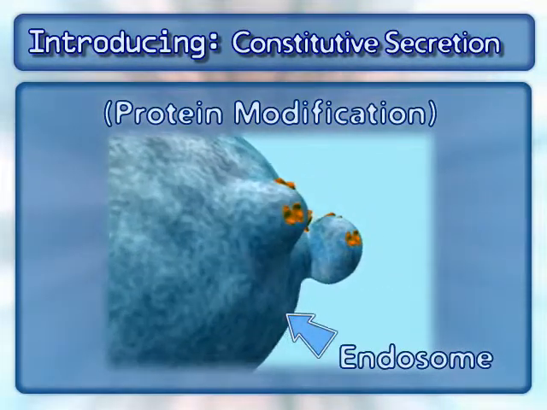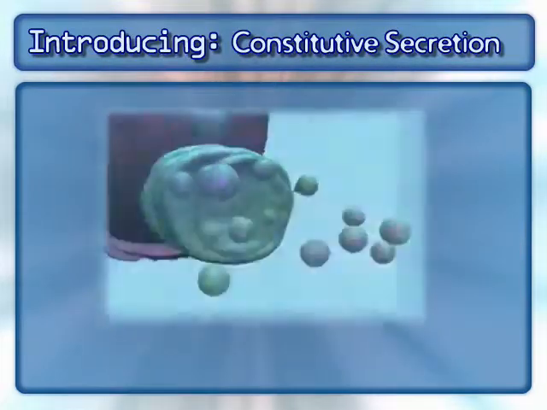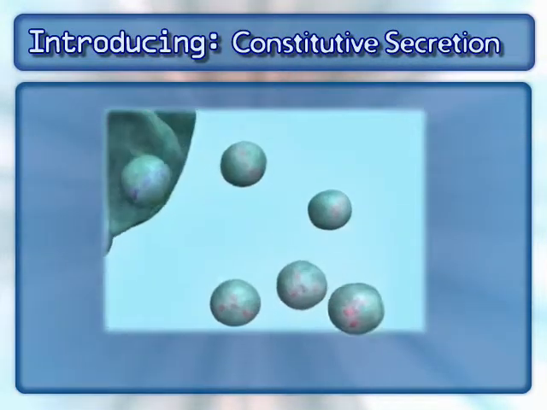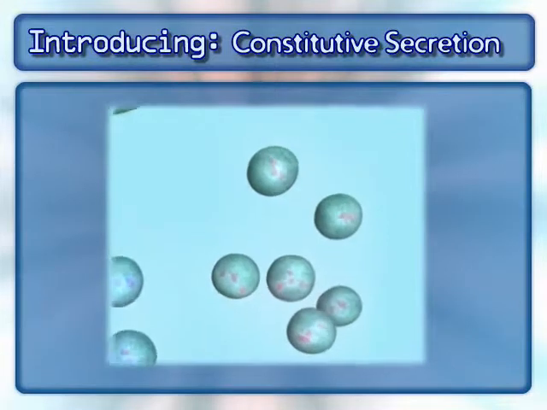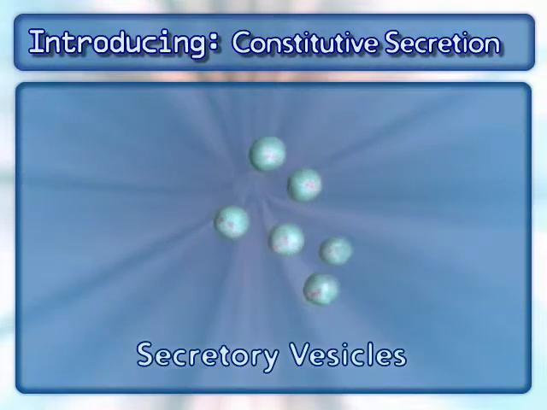They are targeted to the endosome by a specific mannose phosphate signal. Other proteins are destined for delivery outside of the cell. These proteins are packaged into secretory vesicles and delivered to the cell membrane.